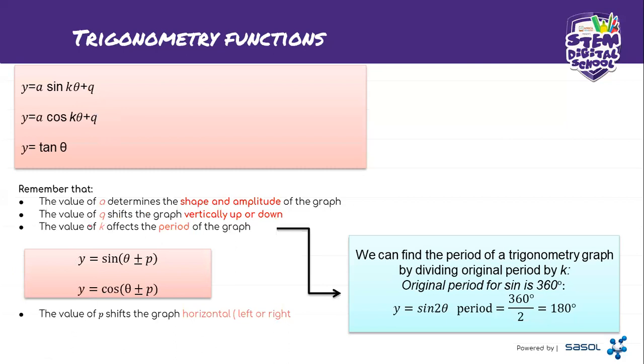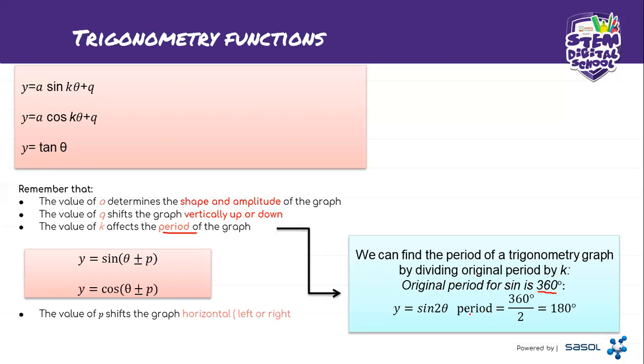And of course, the value of K affects the period of the graph. Now, let me explain how this K affects the period of the graph. We can find the period of the trigonometric graphs by dividing the original period by K. For instance, the original period for sine, we all know, is 360.